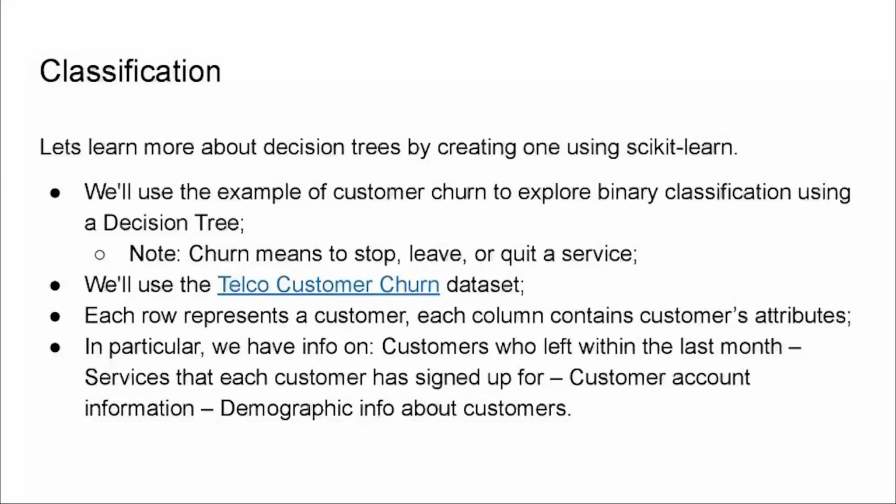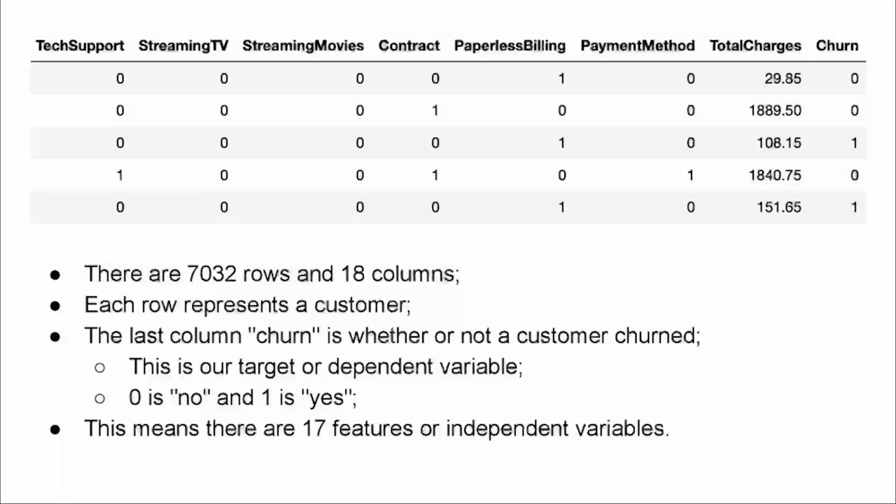In particular, we have information on customers who left within the last month, services that each customer is signed up for, customer account information, and demographic info about customers. When analyzing our dataset, we can see that there are 7,032 rows and 18 columns in total. As we already mentioned, each row represents a customer. The last column, churn, is whether or not a customer churned. This is our target or dependent variable. 0 would be a no and 1 is a yes. So this means that there are 17 features or independent variables.